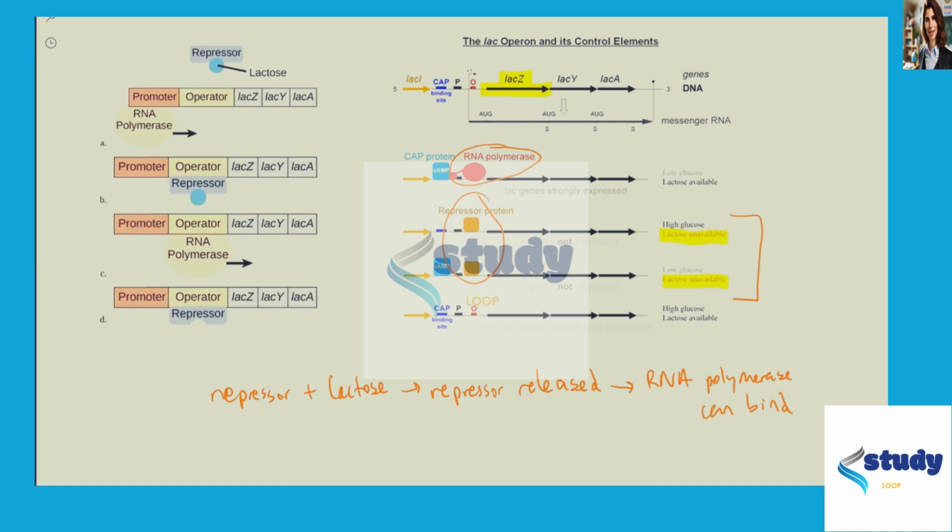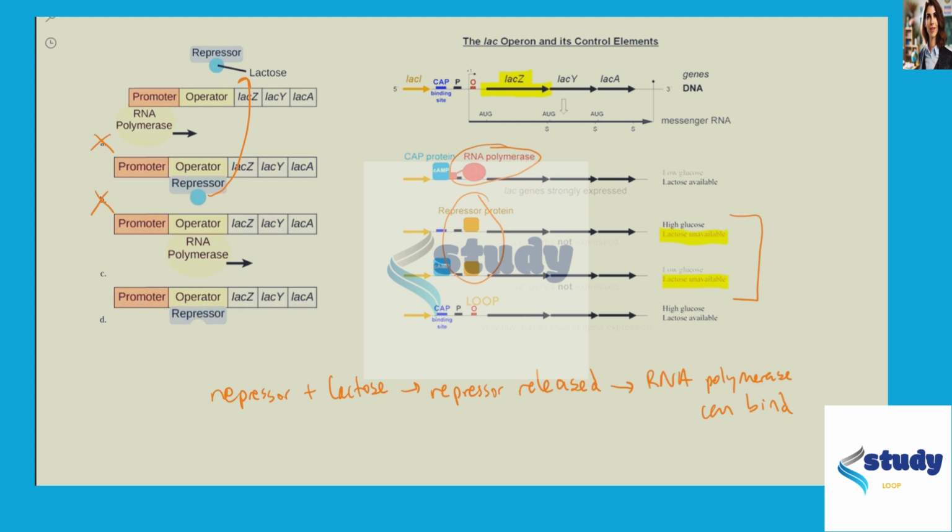Choice A shows us what happens in the presence of lactose, so it will not be the correct answer. And choice B shows us that our lactose is bound to the repressor, and we know that this is incorrect because if lactose is bound to the repressor, this should be doing what it is doing in choice A. So that is also incorrect.